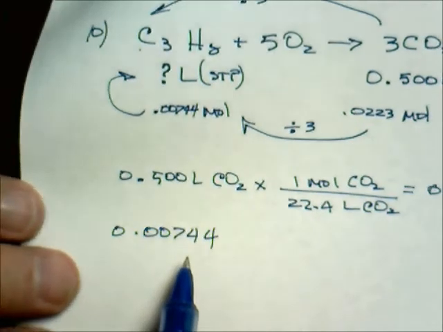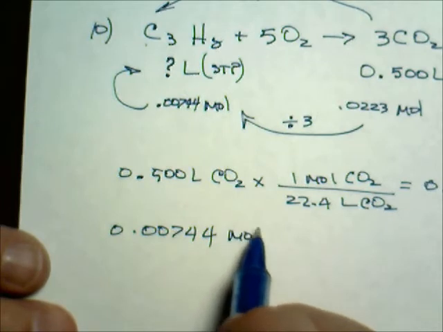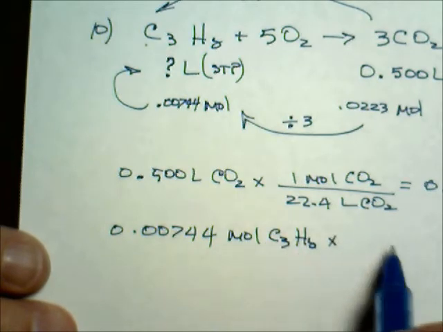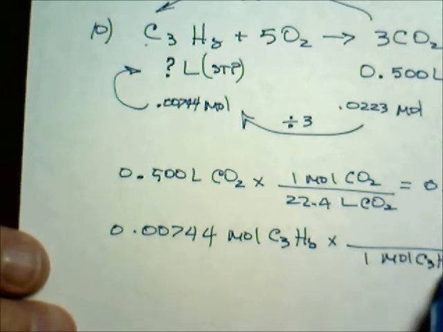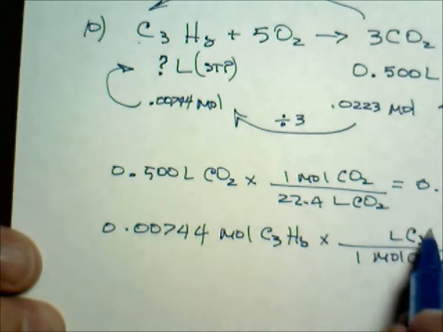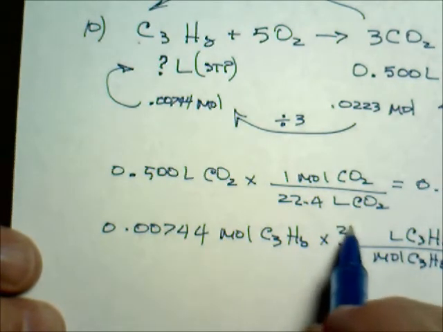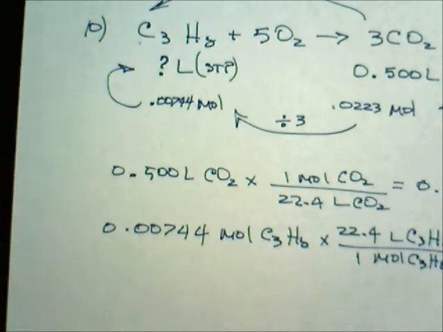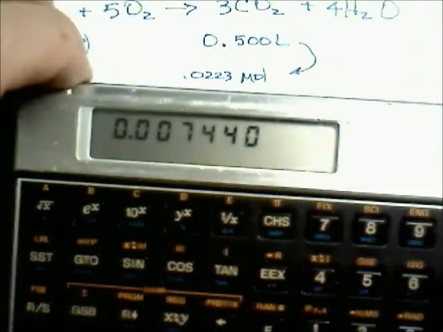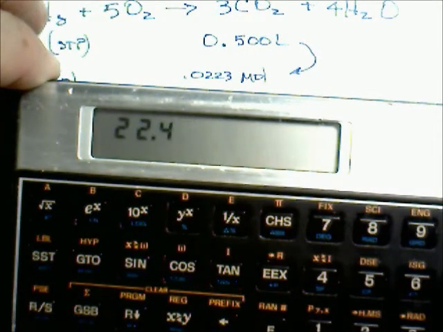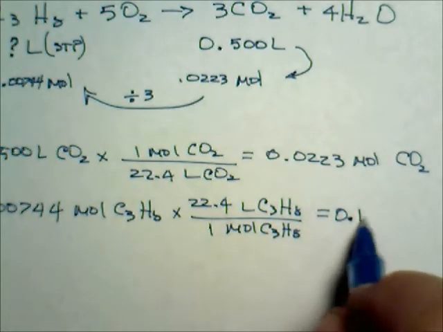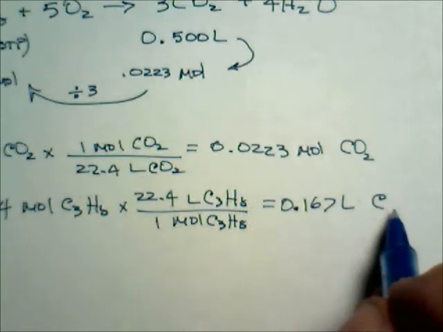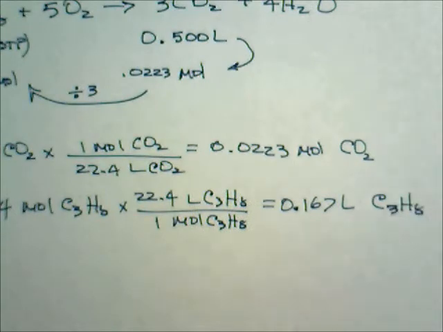Now, we then want to take our 0.00744 moles of propane and determine the number of liters. So we're going to have 1 mole of propane on the bottom, and we need liters of propane on top. And of course we know in 1 mole there's 22.4 liters. So we multiply. Again we have this 22.4, and we get 0.167 liters of propane.